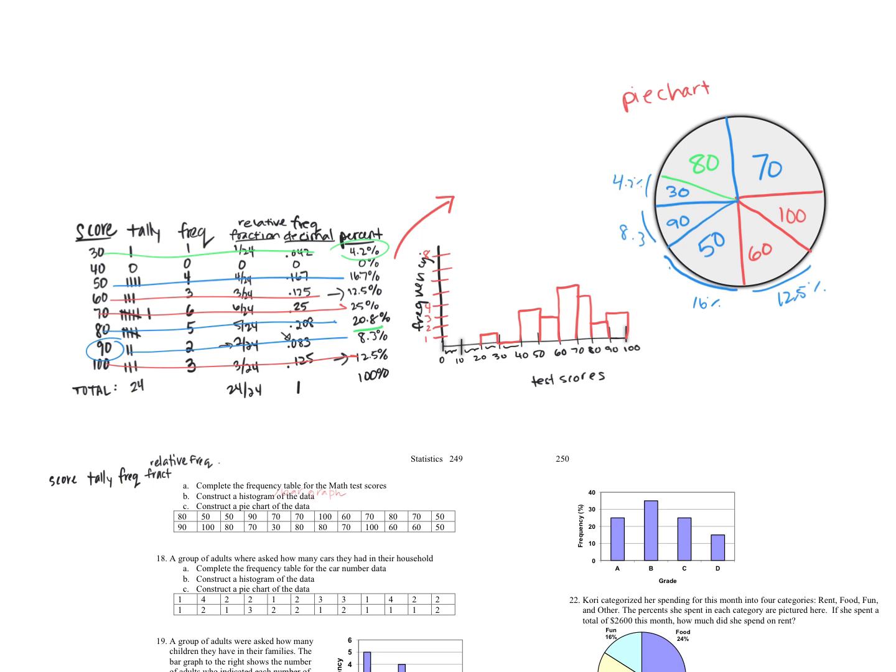I'm just writing the percents here. They're not needed, but just so you can kind of see how I'm looking at that as a portion of my whole. The people that got 80s, this is about 20.8%. The people that got 70, that was a full 25%. And then the people that got hundreds was 12.5%. So to the best of your ability, it should look something like that.